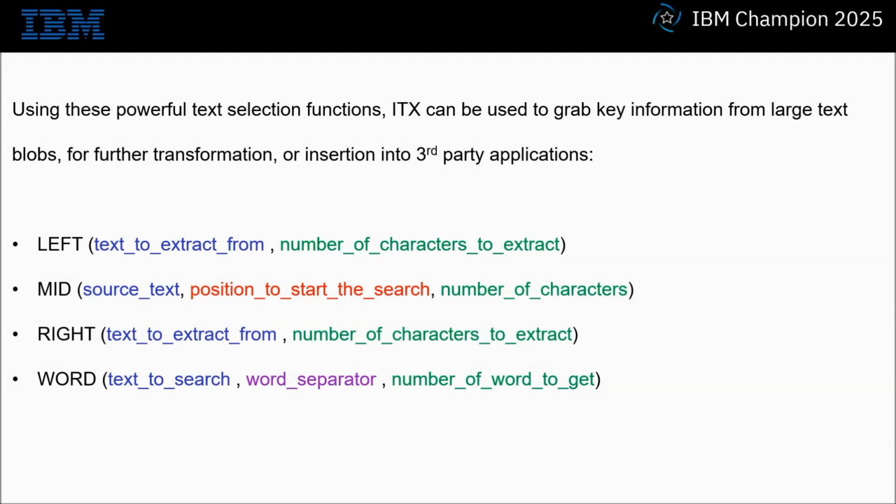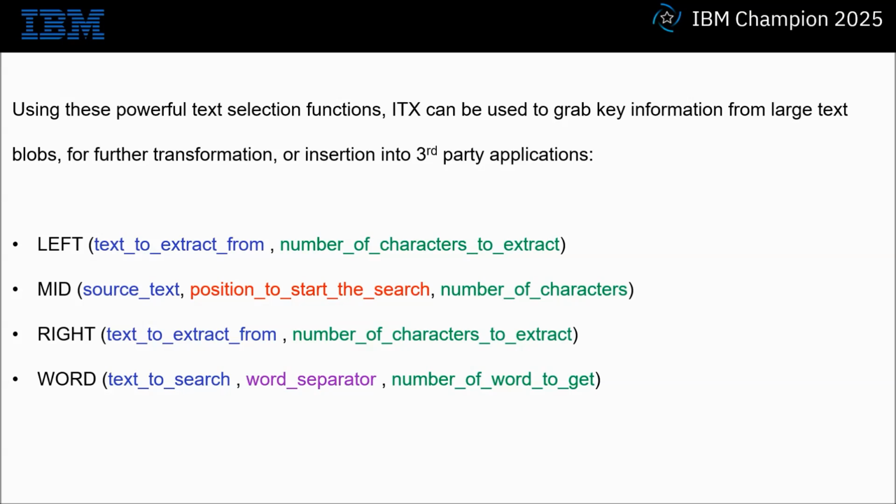Using these powerful text selection functions, ITX can be used to grab key information from large text blobs for further transformation or insertion into third-party applications. The left function has two arguments, text to extract from and the number of characters. Mid has three arguments, the text again, the position to start and the number of characters to grab.